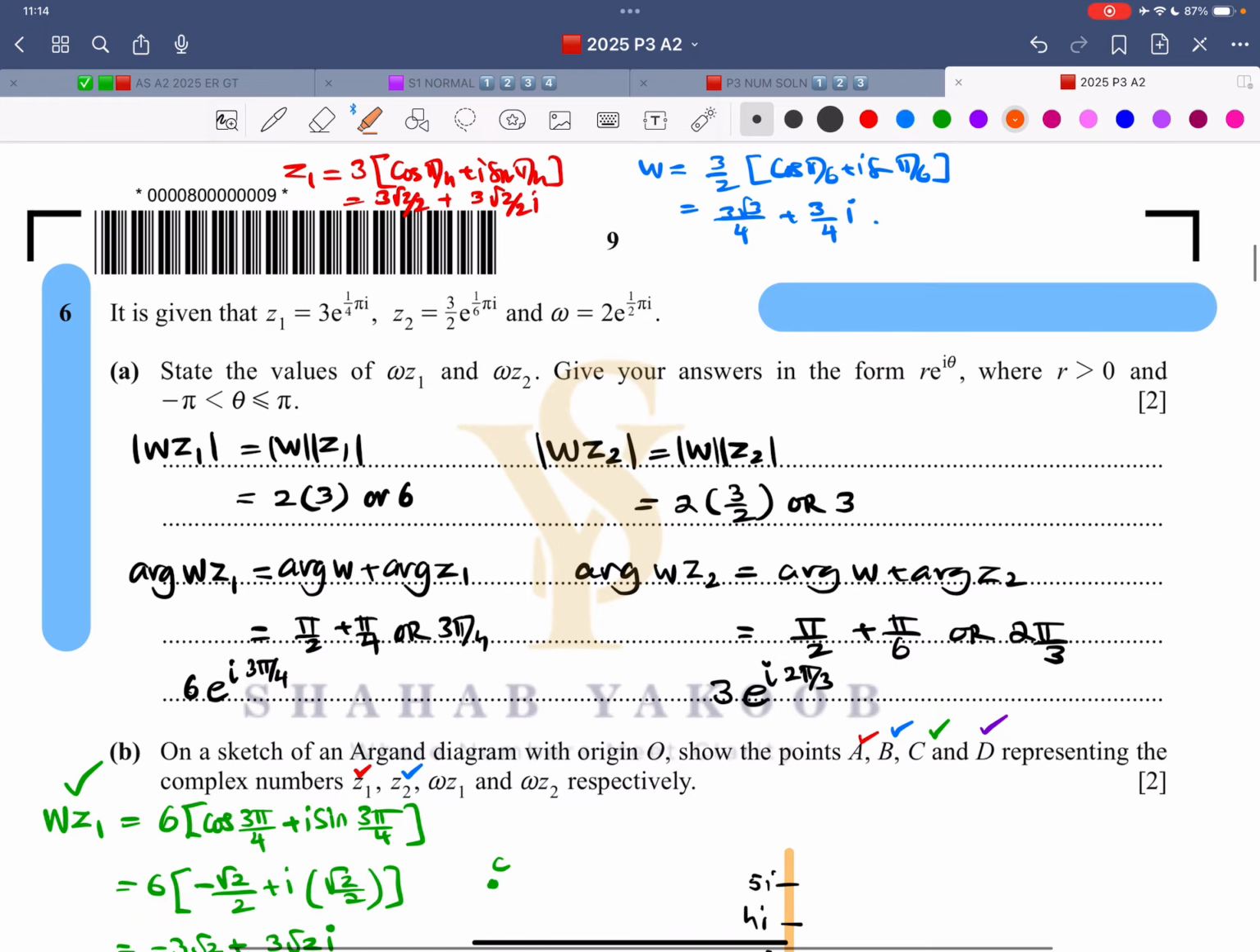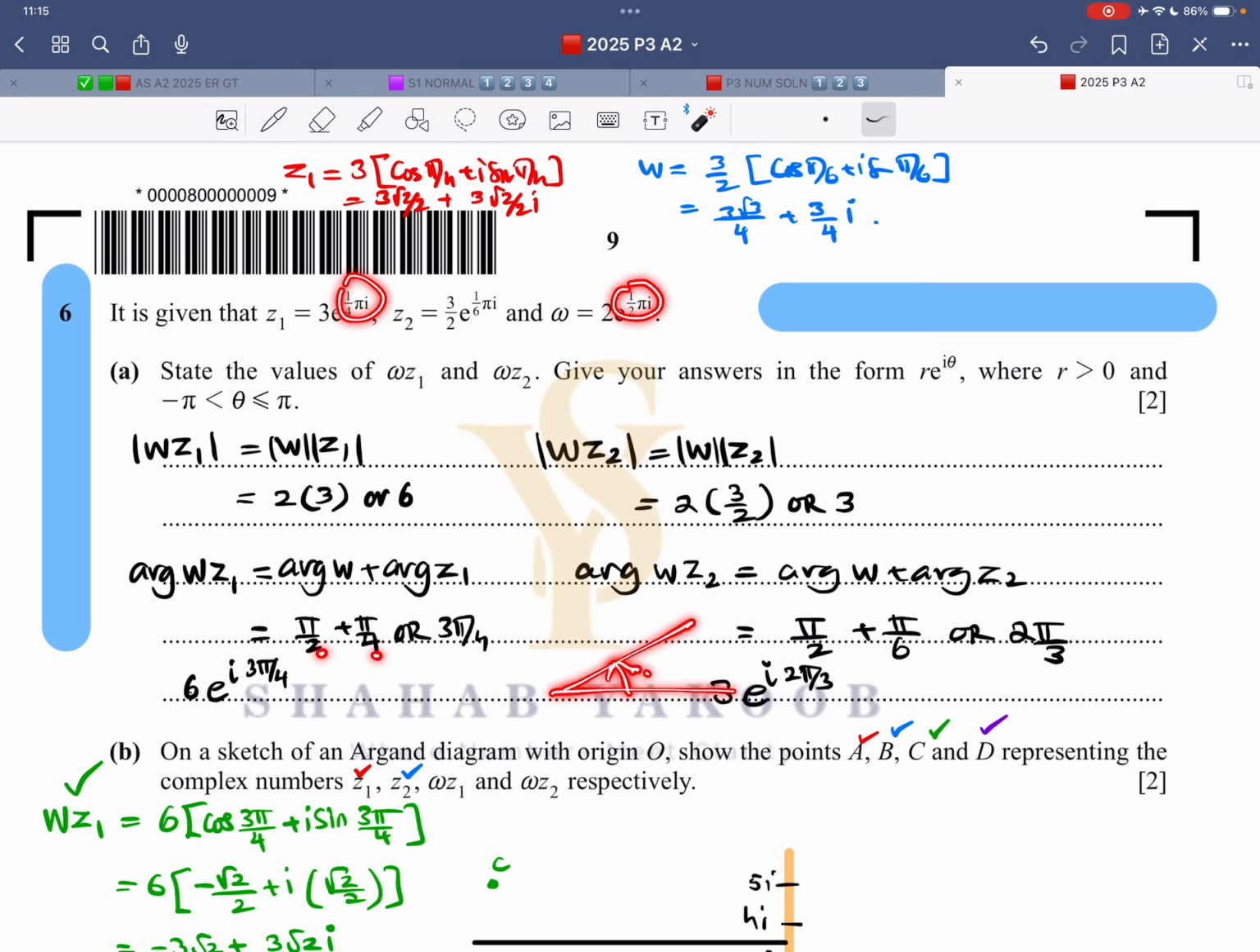First thing first, we know that 3 into 2, that is 6, is the magnitude of wz1. 3 over 2 into 2 is the magnitude of wz2. Individual magnitudes multiply, that's a simple rule. Now you write this directly, no one cares about it in this question because the marks are very low. Argument: both the arguments add up. So pi by 4 plus pi by 2. That means if the argument was pi by 4, you add pi by 2 over here. Now focus on this because that would be the geometric effect.